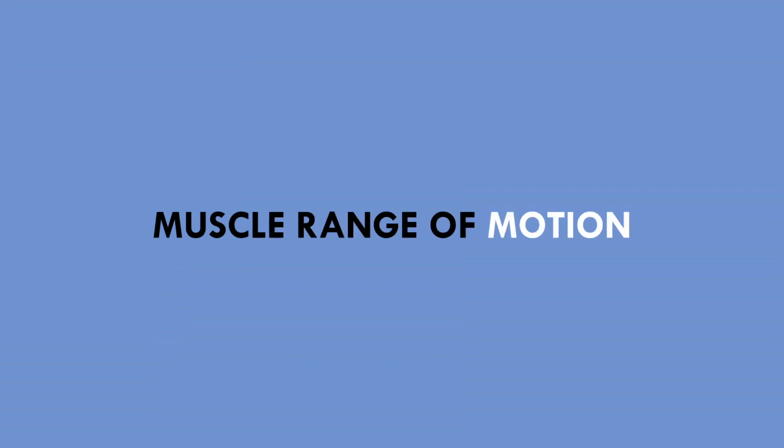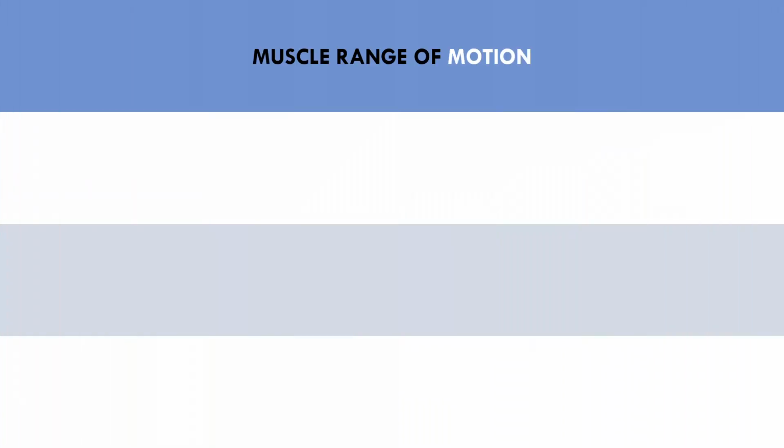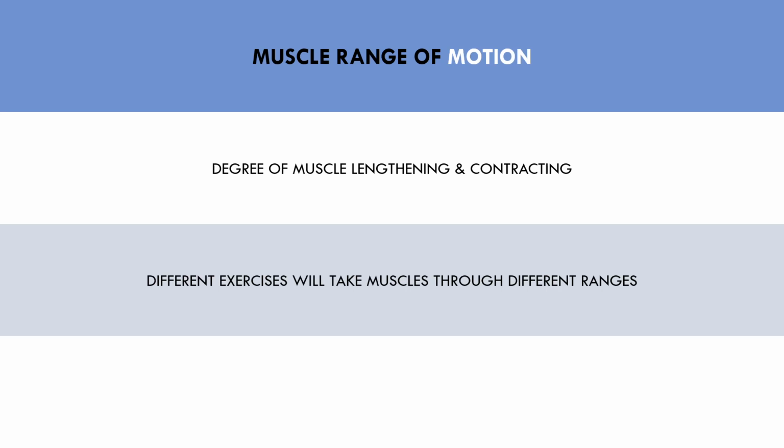This leads us to the second subcategory, muscle range of motion, which is slightly different to exercise range of motion. Muscle range of motion refers to how much a particular muscle is being lengthened and contracted during an exercise. Two different exercises may take the same muscle through a different range of motion, even if both exercises are performed with full exercise range of motion. For example, a chest fly will take the pecs through a larger range of motion than a barbell bench press, even if both exercises are performed with full range.